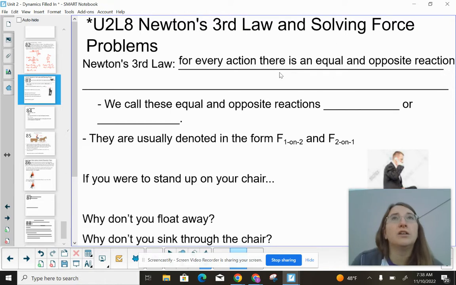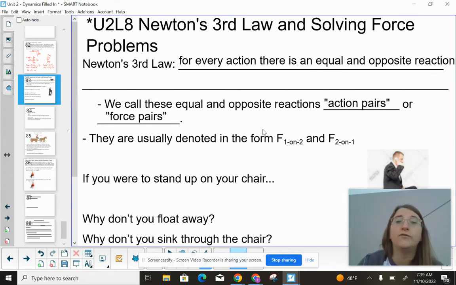This is really confusing for some people because they're like, yeah, sure, I can understand that. But then when you try to apply it, you guys always answer these questions wrong. So we're going to really try and drill this in. Now, we call these equal opposite reactions action pairs or force pairs. If you have a question where they say, what is the action pair in this situation? They are the forces that are equal and opposite.